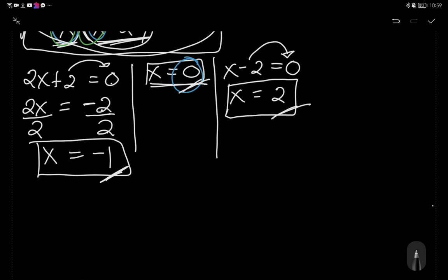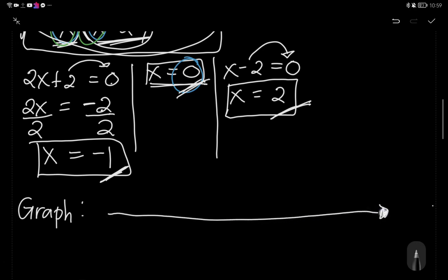Now that we have the critical values negative 1, 0, and 2, let's make a graph. Since three critical values were given, we will just plot those. So, this is negative 1. Let's make this circle. This one is 0. And this one here is positive 2. Negative 1, 0, and positive 2.